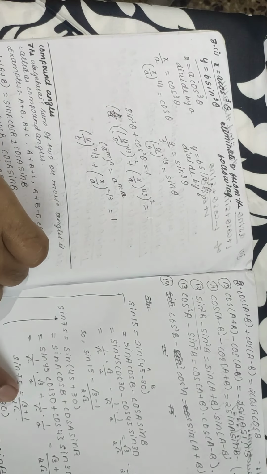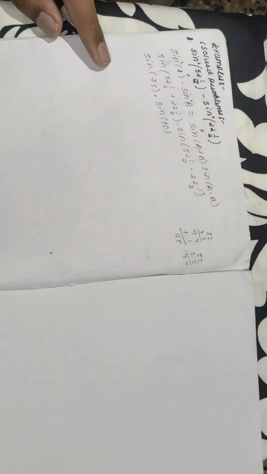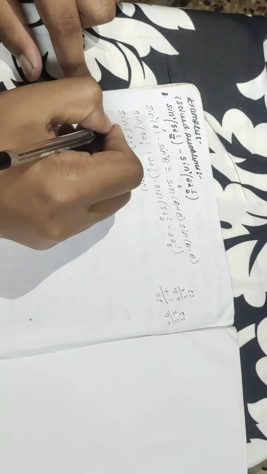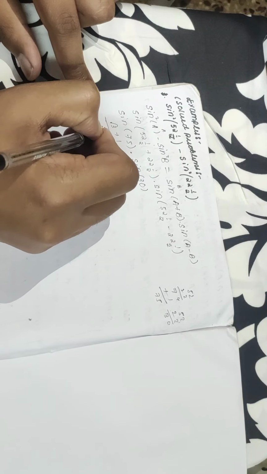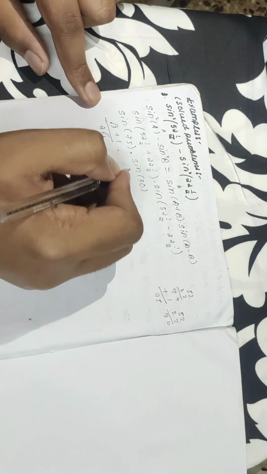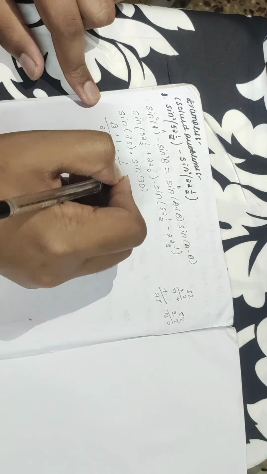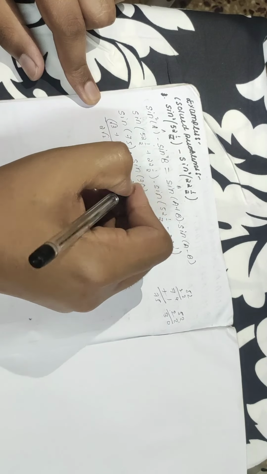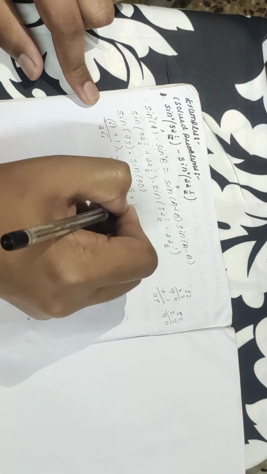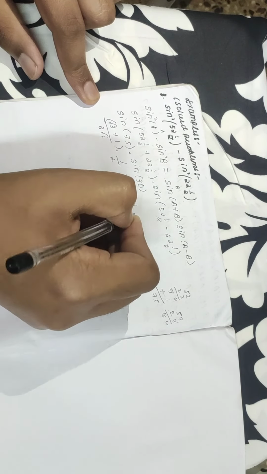As we learned, the value of sine 75 is root 3 plus 1 by 2 root 2. Substitute the values. Root 3 plus 1 by 2 root 2. The value of sin 30 is 1 by 2. So this is root 3 plus 1 by 4 root 2. That's proved.